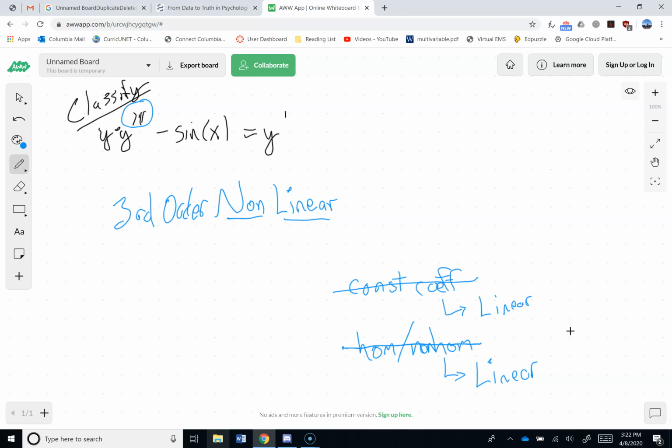Now, there is very specifically a first order non-linear homogeneous ODE, which is very specifically this thing: y prime is f of y over x. But in that case, all those modifiers go together. That is one classification of that very specific thing.